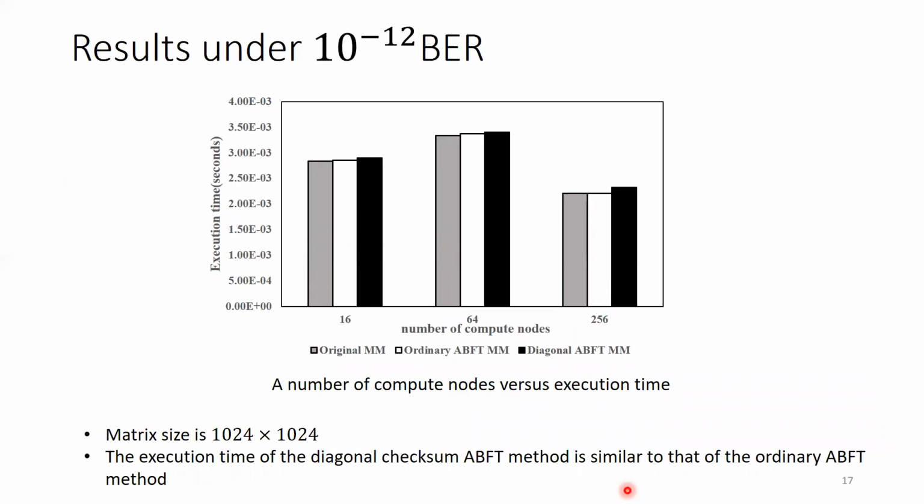This figure shows the execution time of matrix multiplication under different numbers of computer nodes when the bit error rate is 10 to the power of minus 12. The matrix size is 256 by 256. The result also shows the overhead of diagonal ABFT is very low.